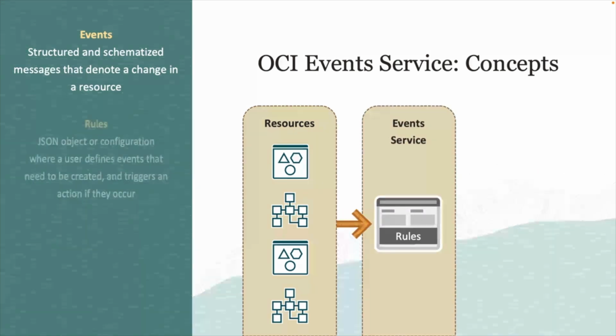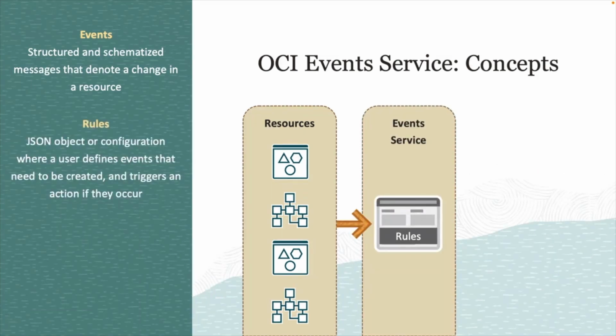The next concept is the rules. A rule is another JSON object or configuration of filters that you can create and subscribe to an event type and then trigger an action when that particular event occurs. Rules can filter all incoming events with one or more field values, and then based on the rule definition, you can decide what actions to take on that event.